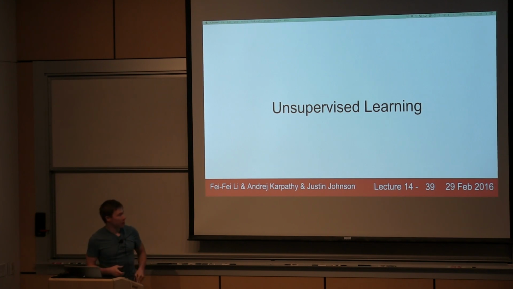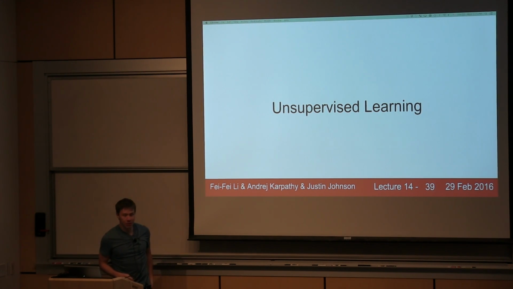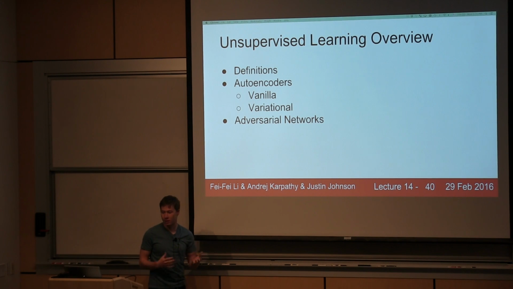Okay, so for the rest of the lecture, we're going to switch gears completely and talk about unsupervised learning. I'd like to make a little bit of a contrast here. First, we're going to talk about some basic definitions around unsupervised learning, and then we're going to talk about two different ways that unsupervised learning has recently been attacked by deep learning people. In particular, we're going to talk about autoencoders and then this idea of adversarial networks.